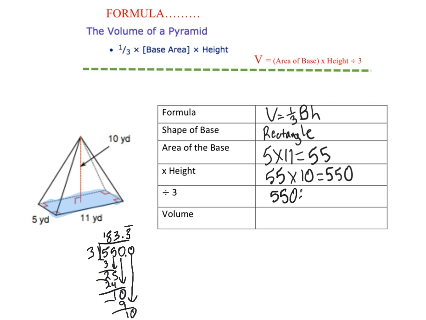550 divided by 3 equals 183.3 repeating. So our volume is 183.3 repeating yards cubed. Again, this is volume, so we have to cube the unit of measure.